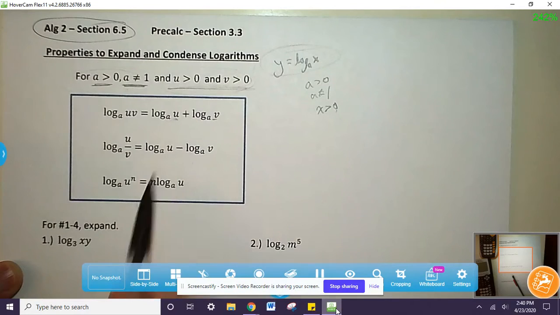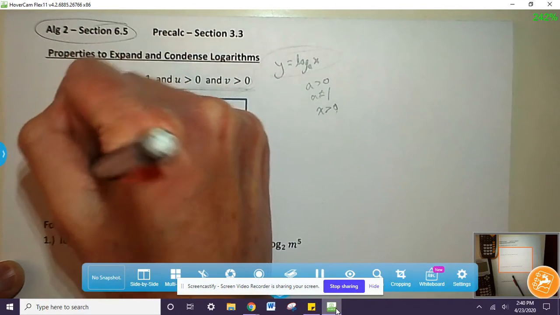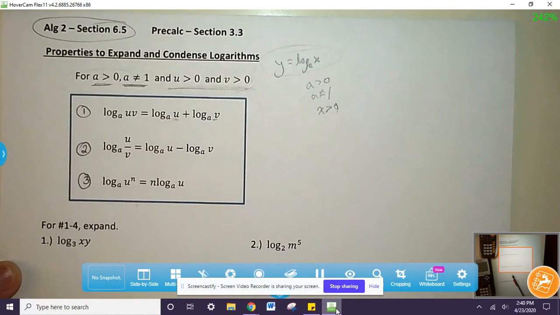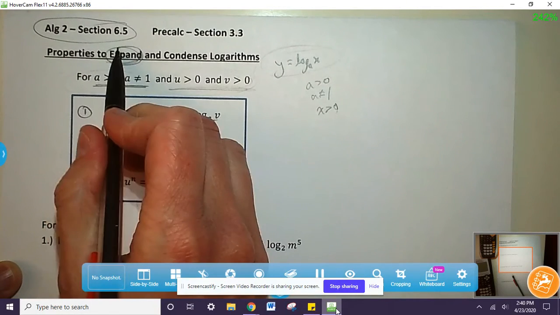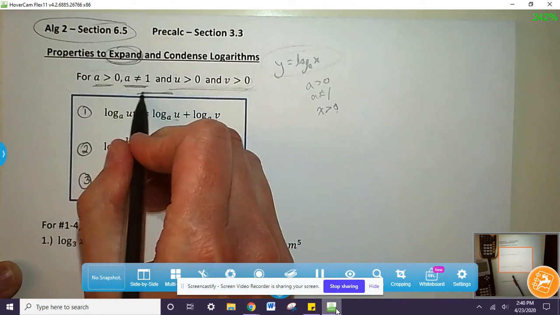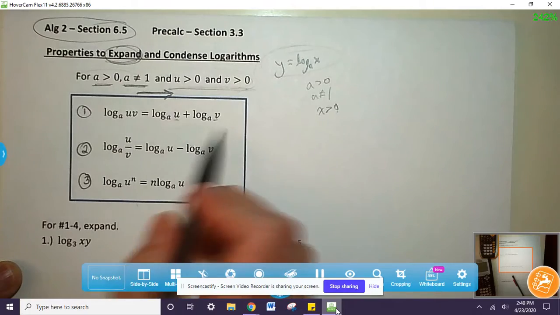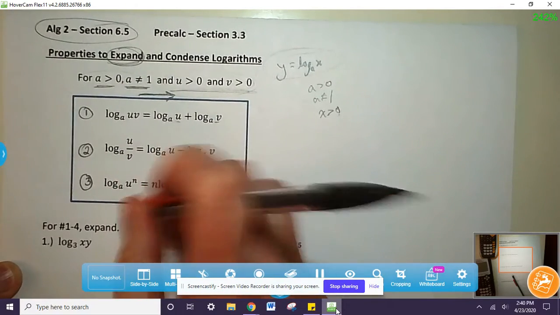So here are our properties. I call them properties 1, 2, and 3. They're not actually labeled 1, 2, and 3. I just call them 1, 2, and 3 so that it's easy to talk about them. And we're going to start by using properties to expand. So we're going to use the properties going this way. We can also use the properties to condense, where we'll go from this side to this side. But we're going to save that for another day. So let's begin by just expanding.